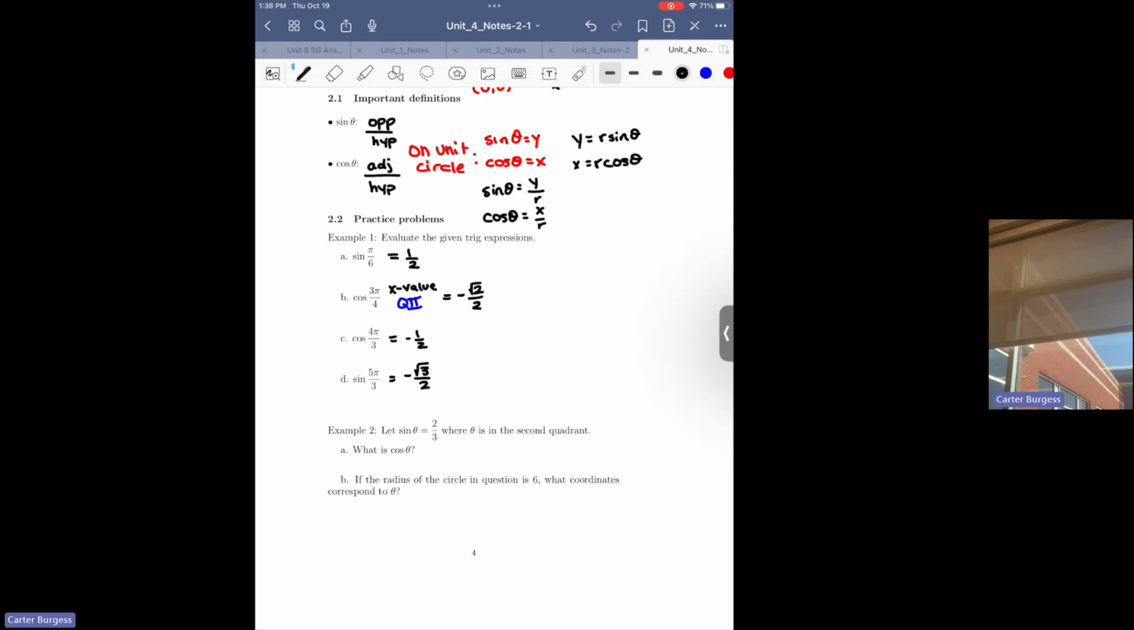All right. Number 2 says, let sine of theta be 2/3, where theta is a second quadrant angle. And we are looking first for what is cosine of theta.